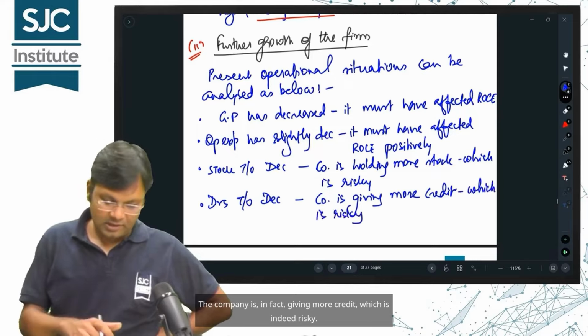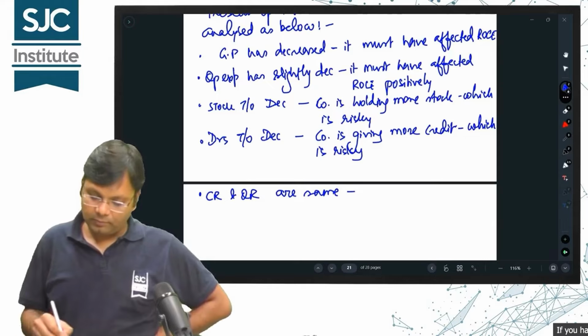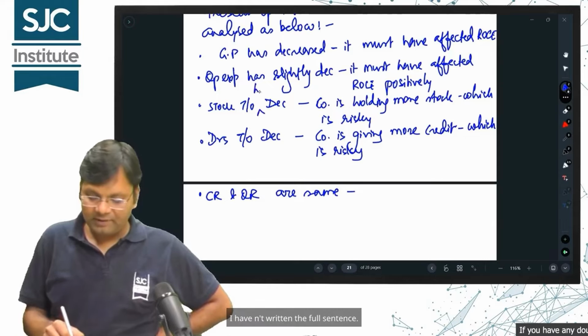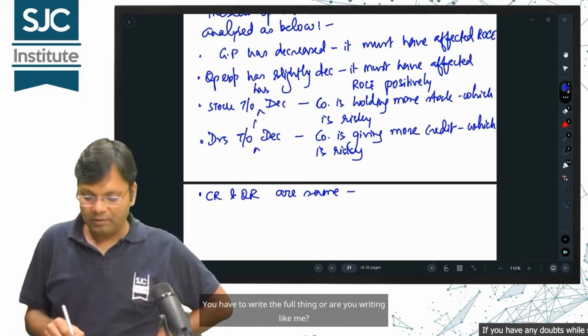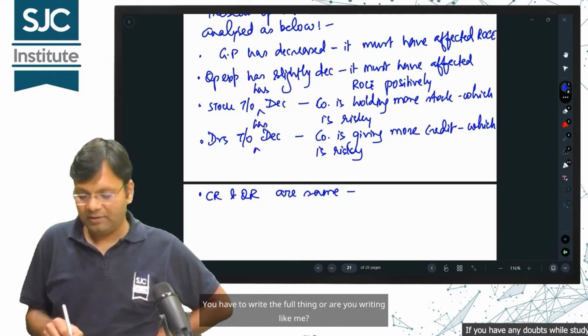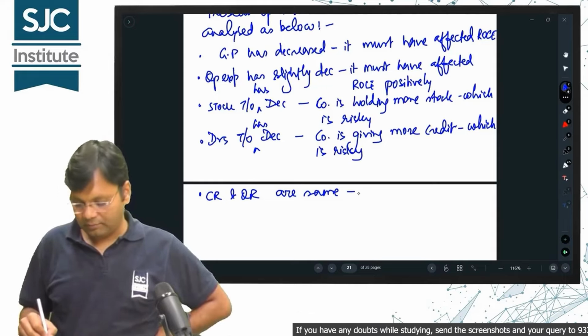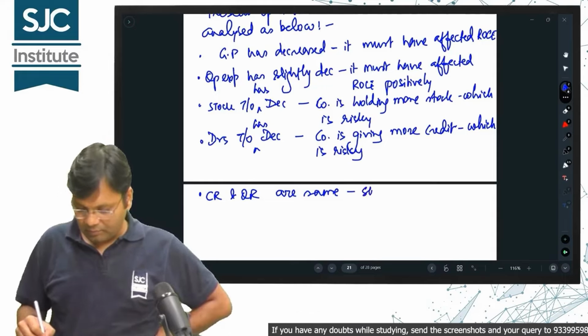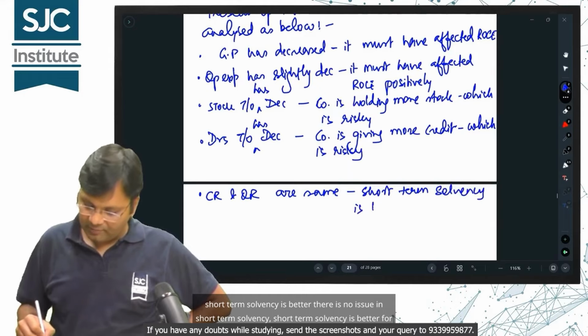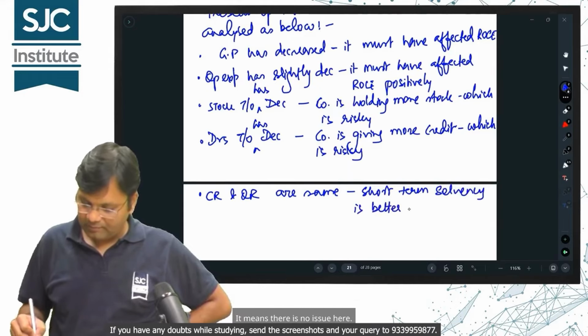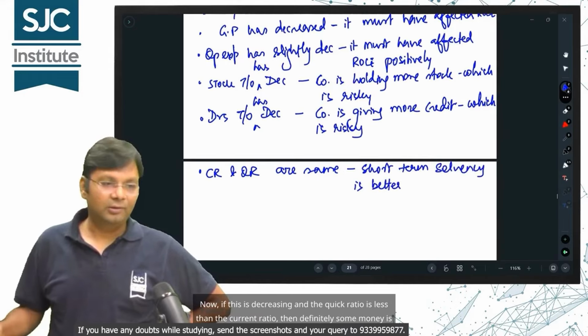What does that actually mean? I haven't written the full sentence. You have to write the full thing. In the exam, be sure to write a proper sentence. What does it mean if the current ratio and quick ratio are the same? Short-term solvency is better. There is no issue in short-term solvency. Short-term solvency is better for them. It means there is no issue here.